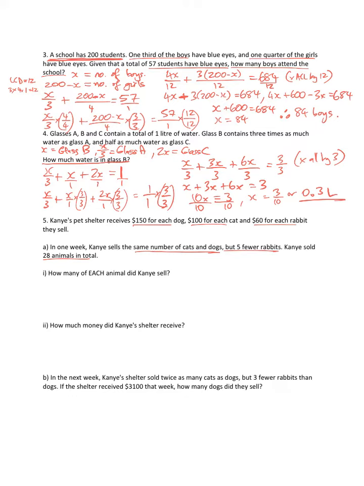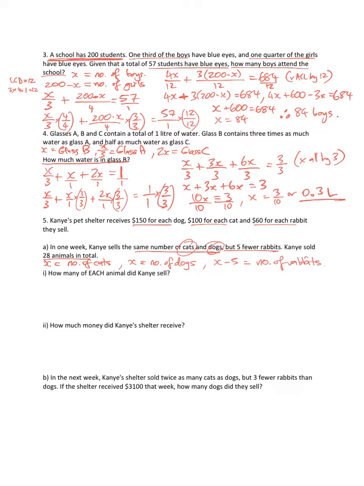Unlike the previous questions, it doesn't tell you what to make X, so you can decide. It mentions cats first, so I'm going to make X equal number of cats. Now in this question, same number of cats and dogs, so X is going to be number of dogs too. Because in this question you were told that they were the same. 5 fewer rabbits than cats or dogs. So what is 5 fewer than X? Well, whatever X is, take 5 is equal to the number of rabbits.